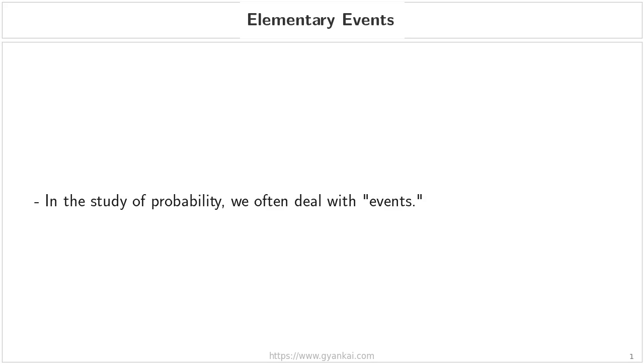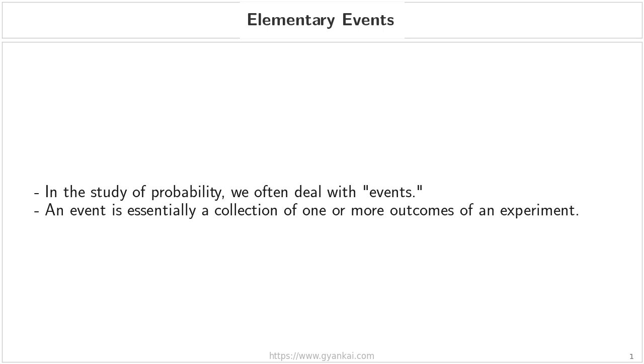Welcome, everyone. Today, we are going to begin a new topic in our probability unit, elementary events. To start, let's set the stage. In the study of probability, we are constantly dealing with what we call events. Now, don't let that term intimidate you. It sounds more complex than it actually is. Think of an event as a collection. It can be a single outcome, or it can be a group of one or more outcomes resulting from an experiment, like rolling a die or flipping a coin.